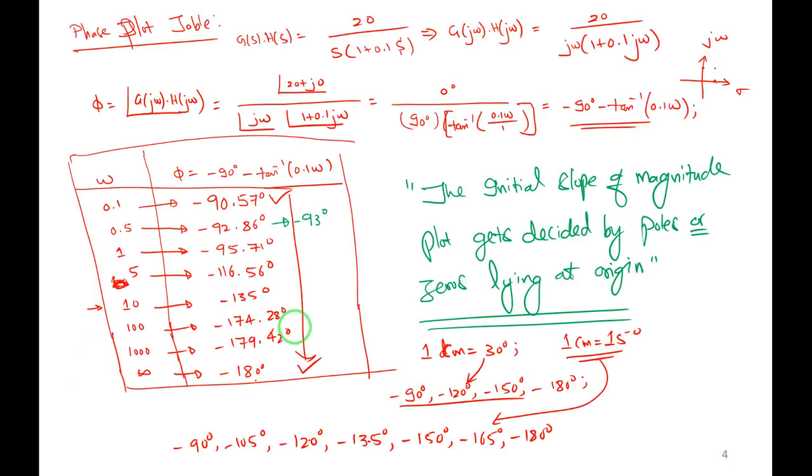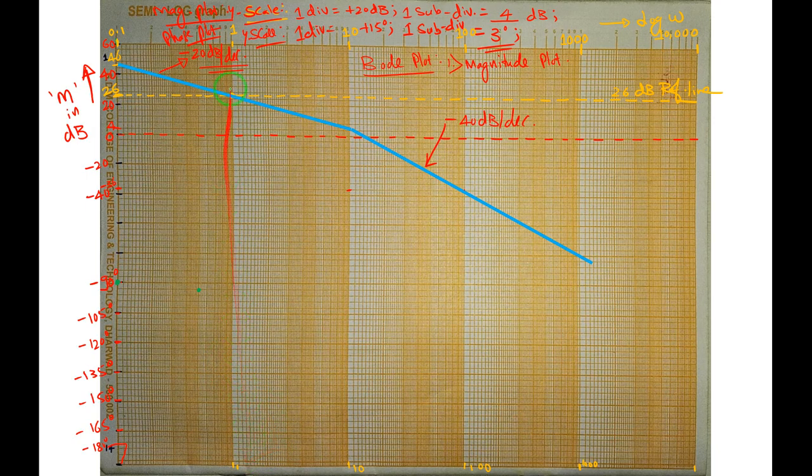Next, for 1 it is minus 96. Let me round it off. For 1, this is 1. 1 is minus 96. 90 is here, 93, 96 is here.